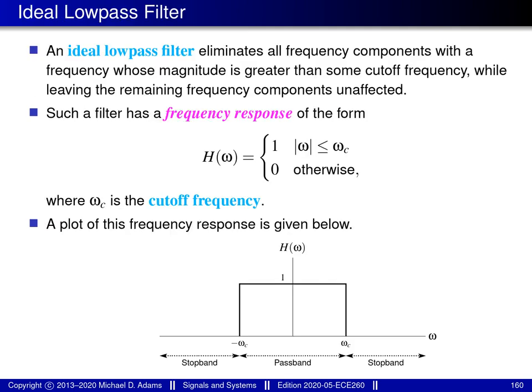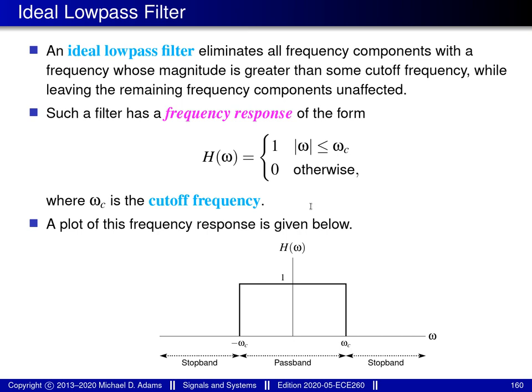The first type of frequency selective filter that I need to introduce is known as an ideal low-pass filter. An ideal low-pass filter eliminates all frequency components with a frequency whose magnitude is greater than some cutoff frequency, while leaving the remaining frequency components unaffected. And the frequency response of such a filter has the form shown in the middle of the slide. So in other words, it has this particular form here, where omega c is a constant that's referred to as the cutoff frequency of the filter.